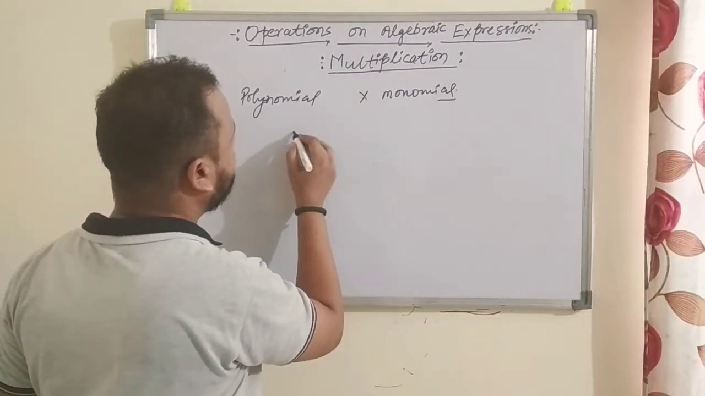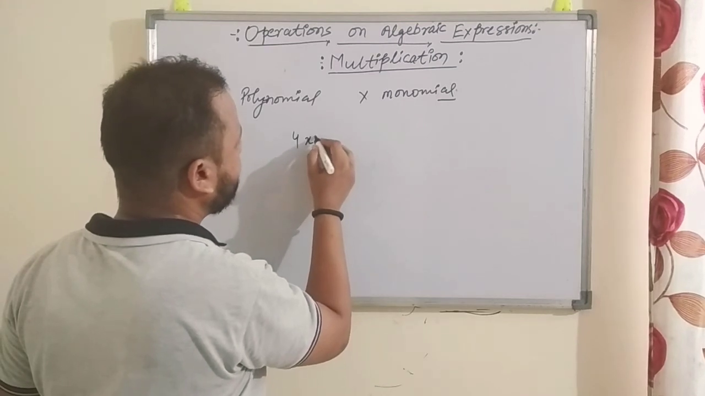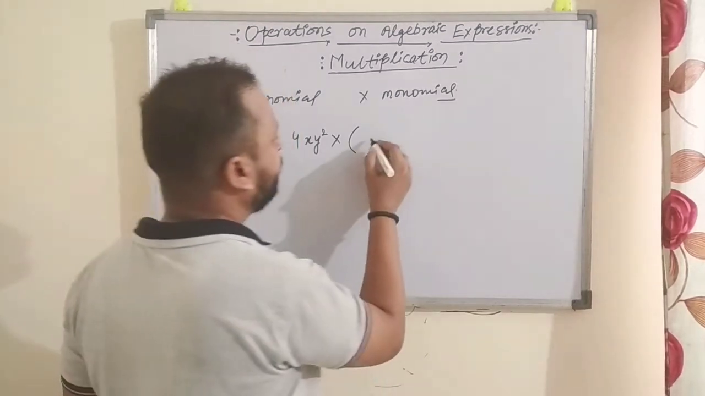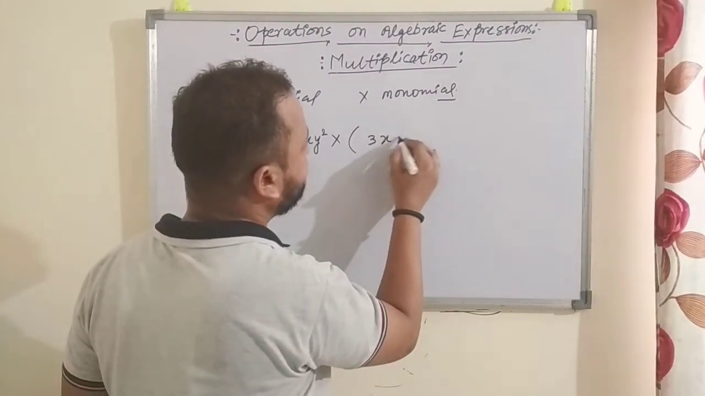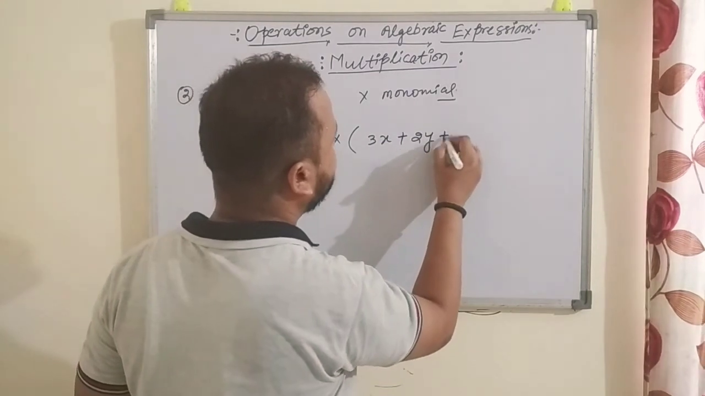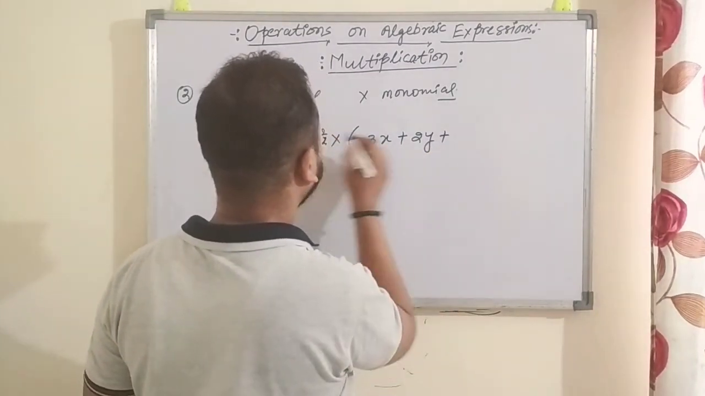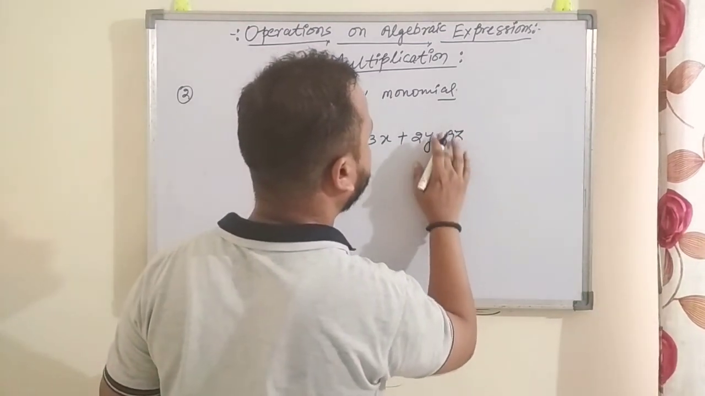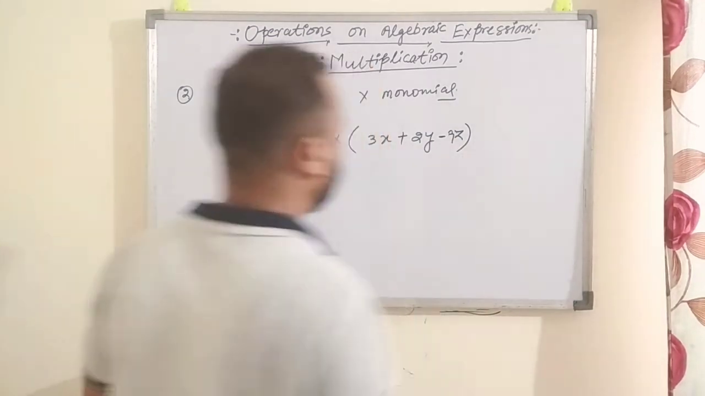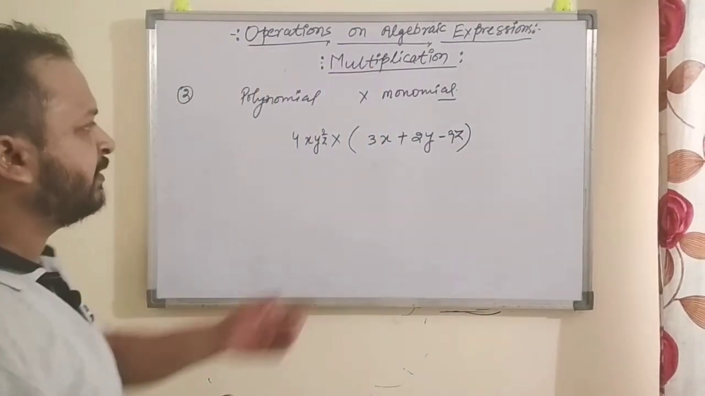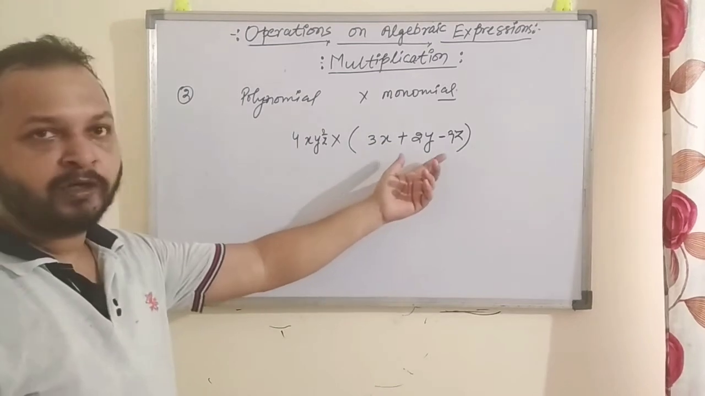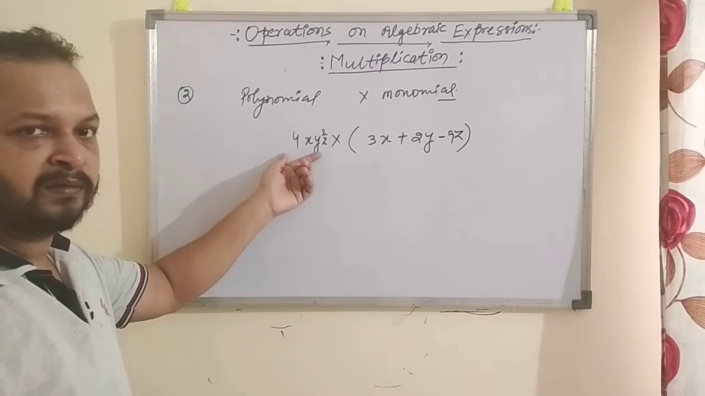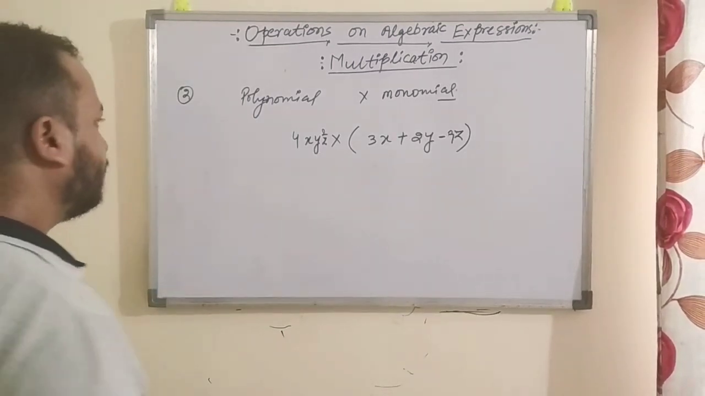Suppose it is given as 4xy square multiplied to 3x plus 2y, and suppose z is also here, minus 9z, right? So this type of expression is given. This is a polynomial, and it is being multiplied with a monomial, right?